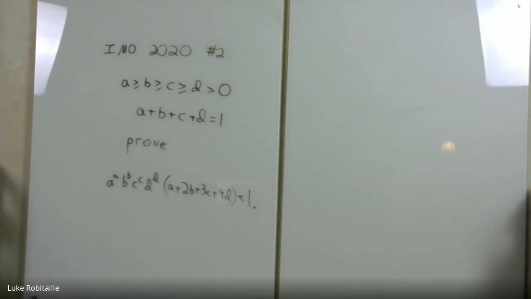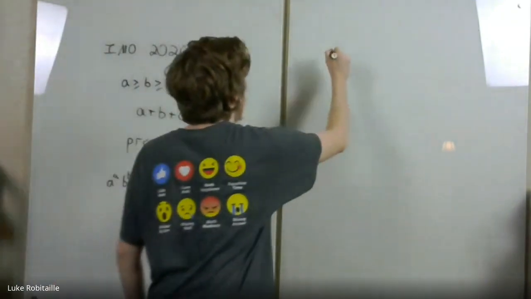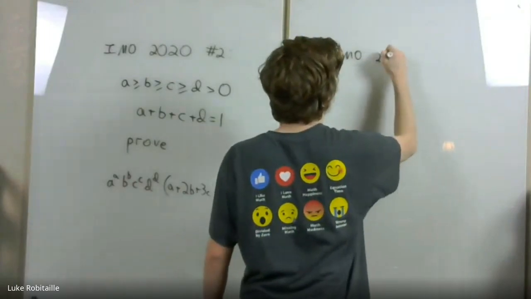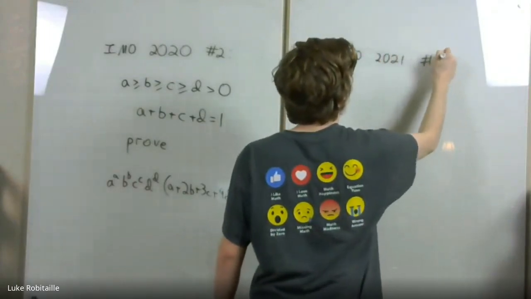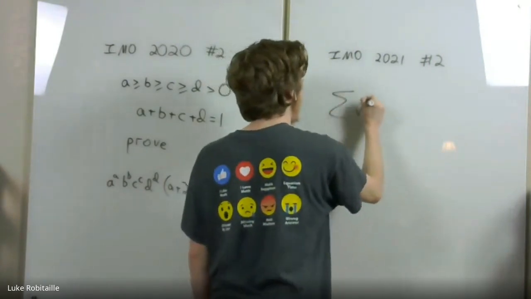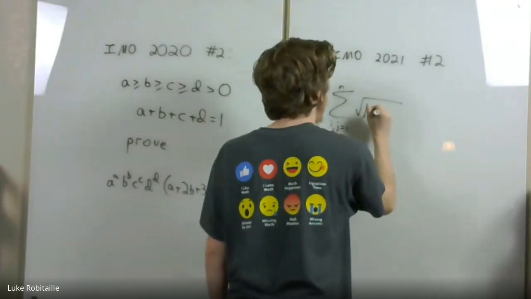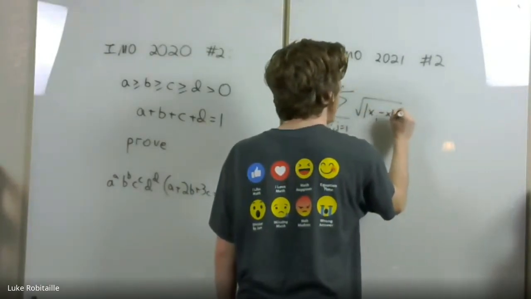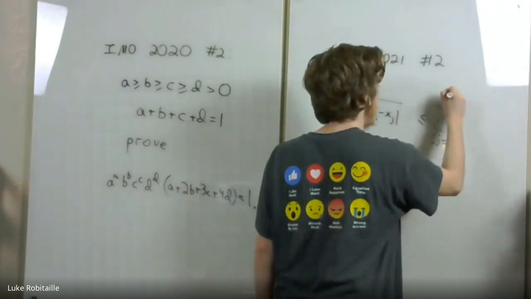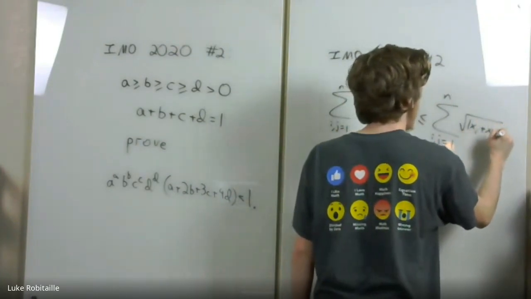To give you an example of another problem, IMO 2021 Problem 2 is also an inequality, but this one is a much nicer problem: for real numbers x1 through xn, prove that the sum over all i and j from 1 to n of the square root of the absolute value of xi minus xj is less than or equal to this. I don't plan to discuss this problem today because it's actually quite difficult.